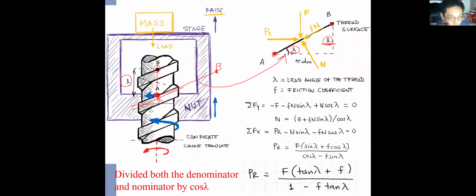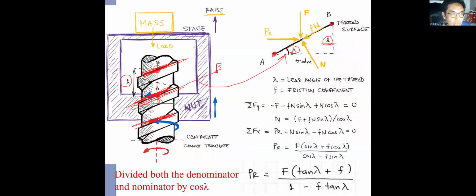Okay, and the surface AB is the thread surface, the thread surface right here. So if we look into the force equilibrium on this triangle, or on the surface AB, what do we get?